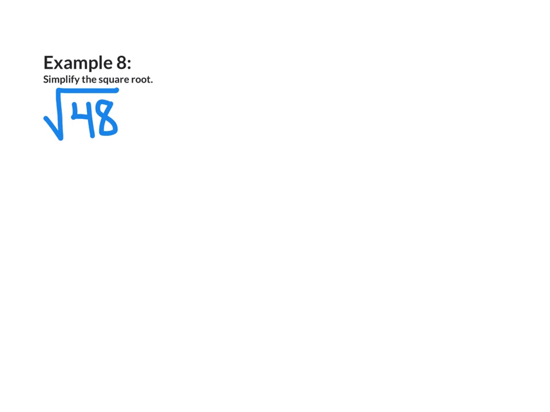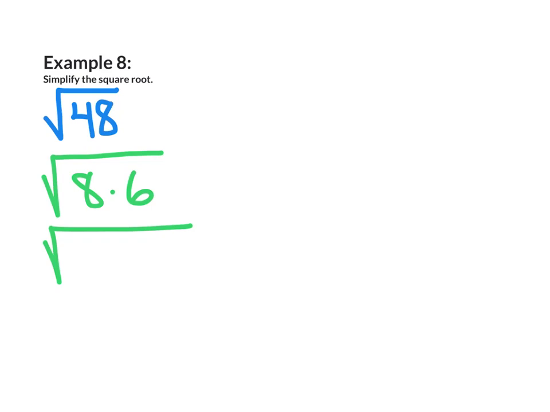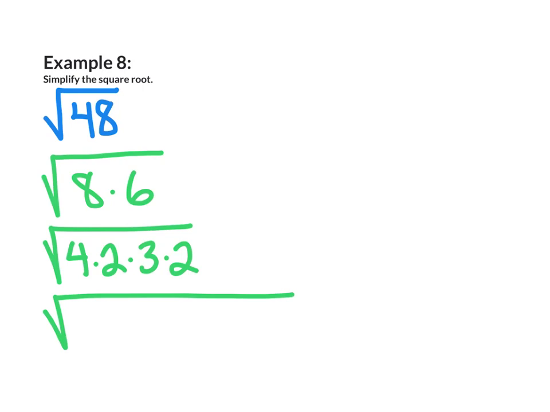Example 8. The square root of 48. I know I can break up 48 to 8 times 6. And I know I can break those numbers up even further. So 8 can be broken up to 4 times 2, and 6 can be broken up to 3 times 2. I see that 4 can still be broken up. So 4 can be broken up to 2 times 2, and I'm going to bring down that 2 and the 3 and the 2. Now I have my twins.